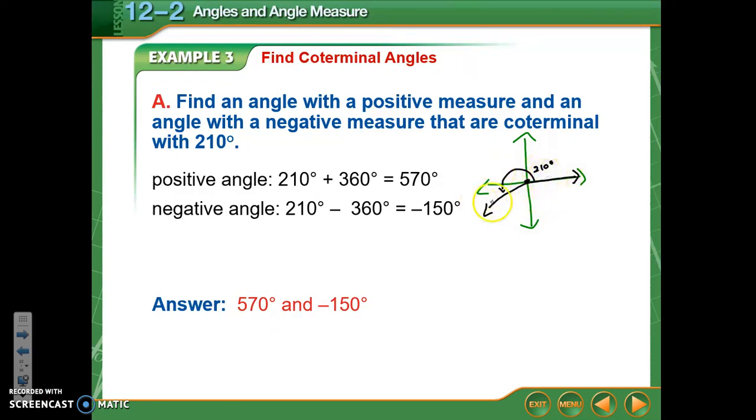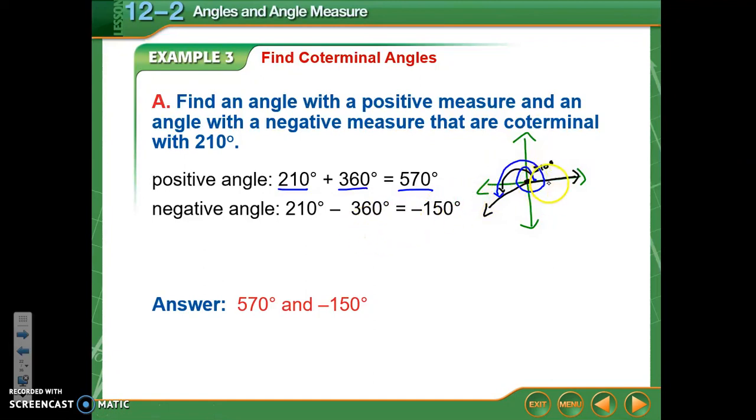All right, so here in black, I have my original 210-degree angle drawn. So if I want a coterminal angle that's in the positive direction, I start at the same place, right? But I have to go all the way around once and then come back around and end at the same place. So it's 360 degrees extra, or added to 210 degrees. It's an extra rotation, so that gives me 570 degrees.